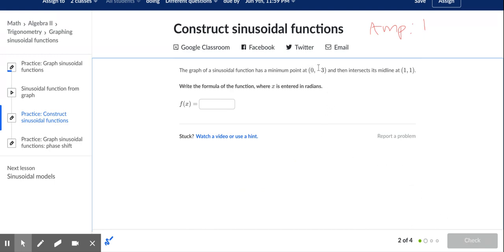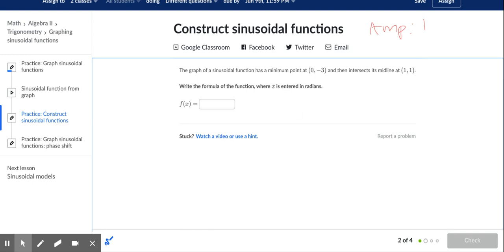This is the same. It would just be a minimum and the midline. So this time the minimum is at x equals 0. So if the minimum is at x equals 0, this tells me 2 things. It tells me that it's a cosine function, and it tells me that it's negative because it's the minimum that's on the y-axis. So if the minimum is on the y-axis, then it is a negative cosine function.